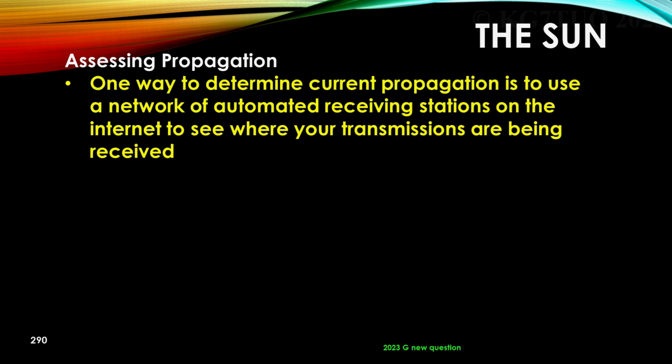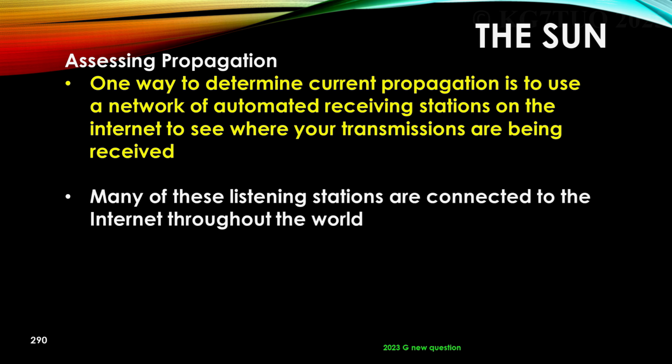One way to determine current propagation is to use a network of automated receiving stations on the internet to see where your transmission is being received. Many of these listening stations are connected to the internet. Yeah, that's using the Whisper network, and that works really well.